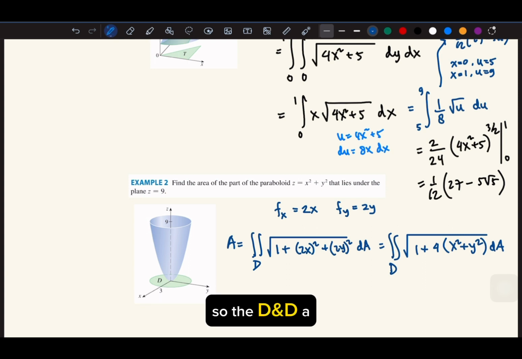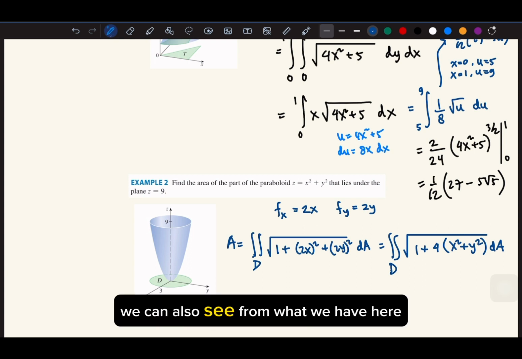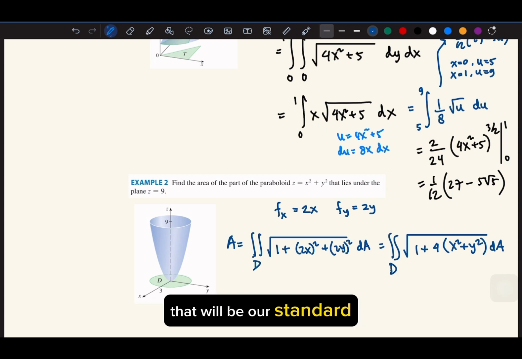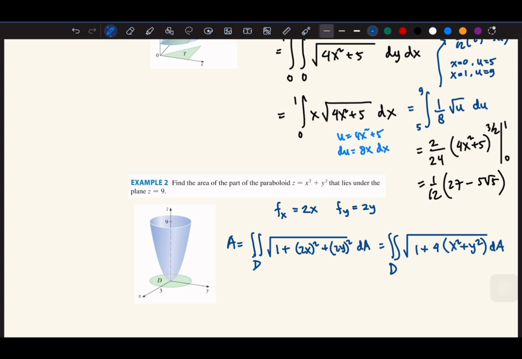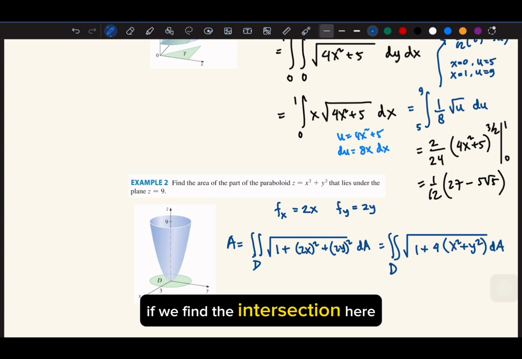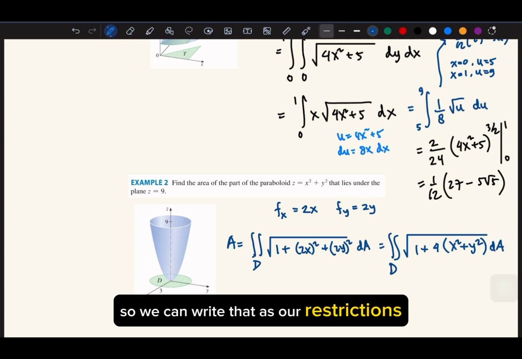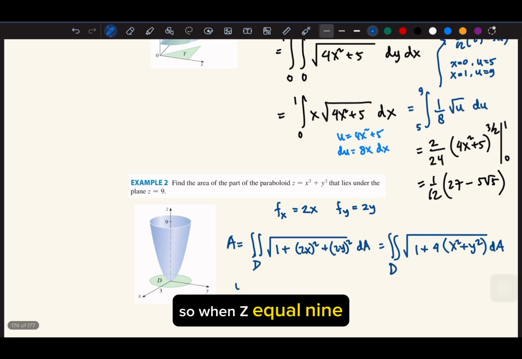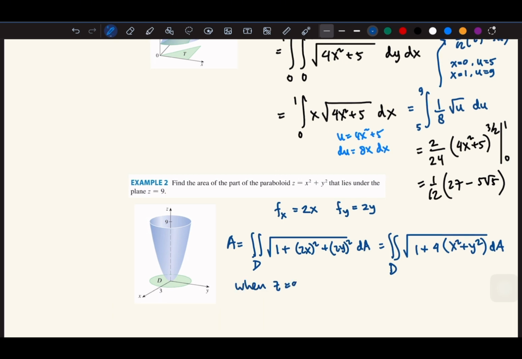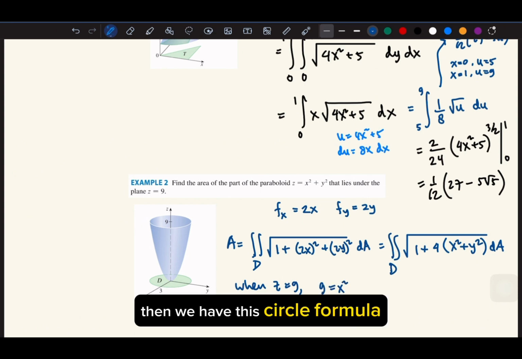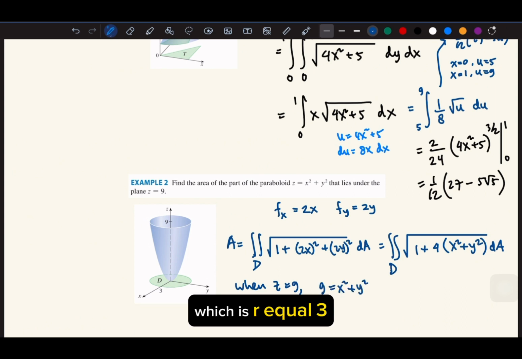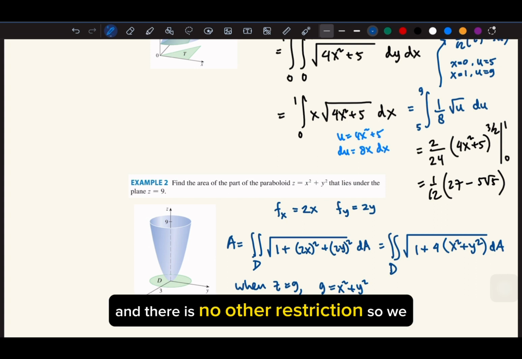So the dA, we can also see from what we have here that because we have z equal 9, that will be our standard. So z equal 9, if we find the intersection here, then the radius should be 3. Right? Radius should be 3. So we can write that as our restrictions. When z equal 9, we have this circle formula, which is r equal 3. And there are no other restrictions.